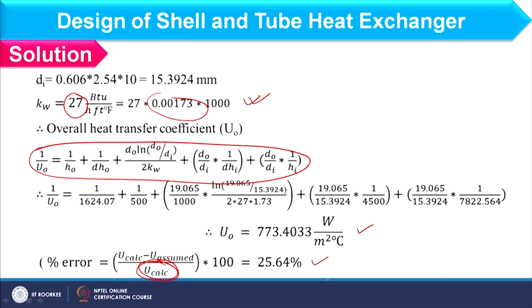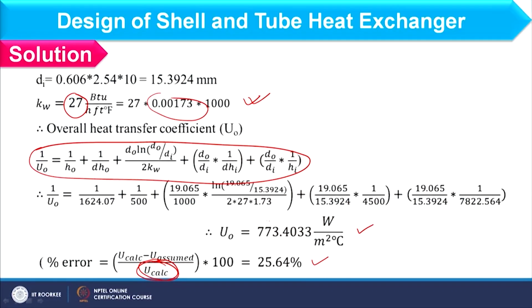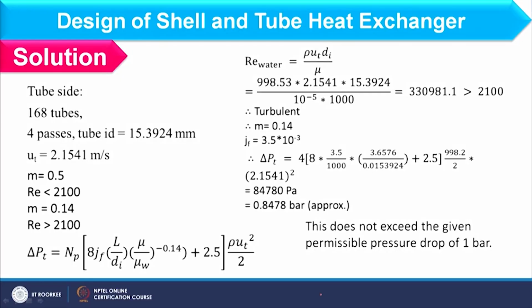Okay. Now, it is also possible that based on the assumed value, the error in U value should be more than 30%. In that case, you have to consider the revised value of U naught as 773.4, and you have to take the revision from area calculation. Okay. So, in that way you have to calculate overall heat transfer coefficient. Now, we will proceed for pressure drop in tube side as well as in shell side.